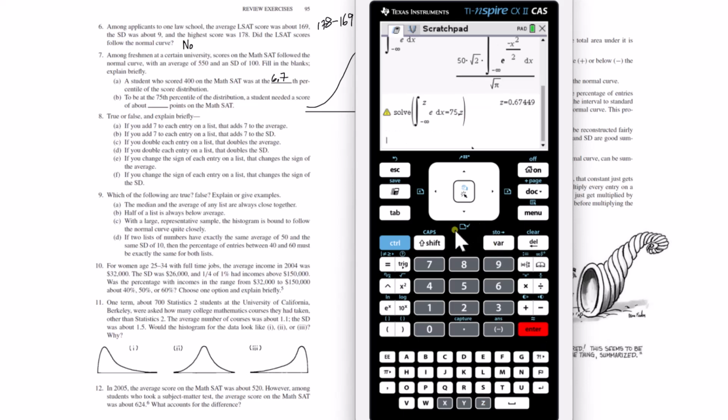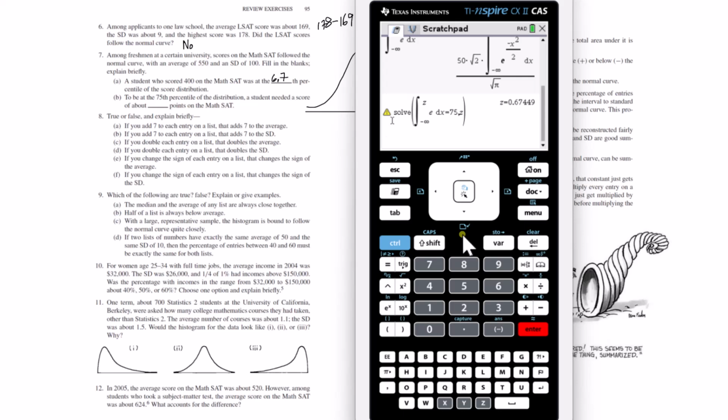So 0.67 is the score. All right, if you're wondering what I'm doing here, go to the previous videos, where I go into detail on all of this. So the Z score that corresponds to the 75th percentile is 0.67. So are we done? No, we want to convert that to a score.